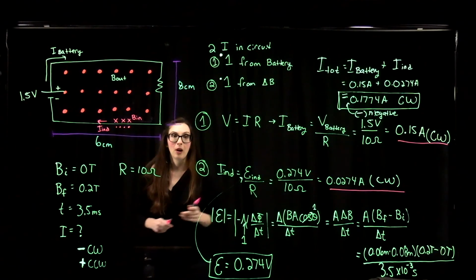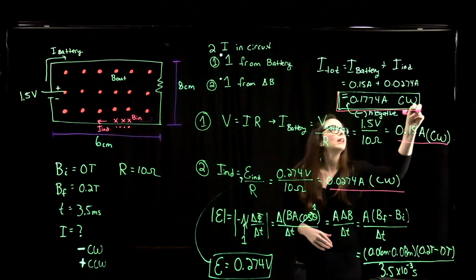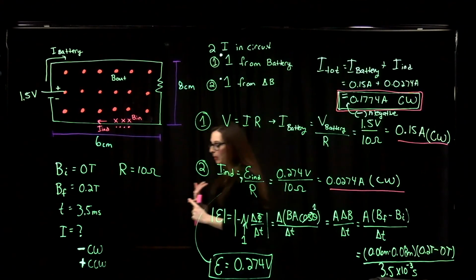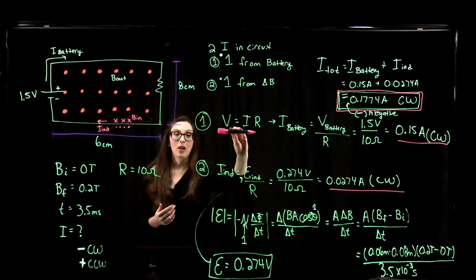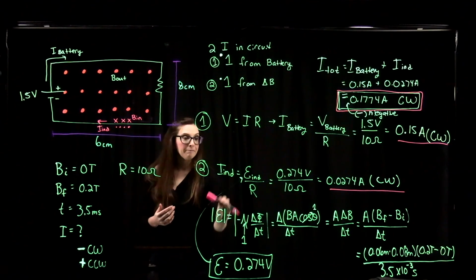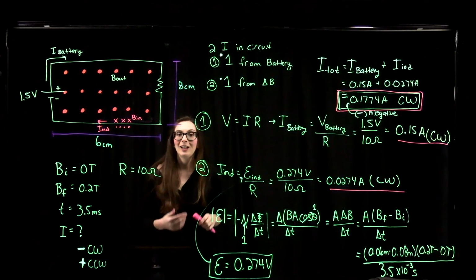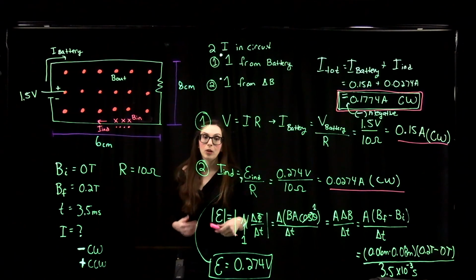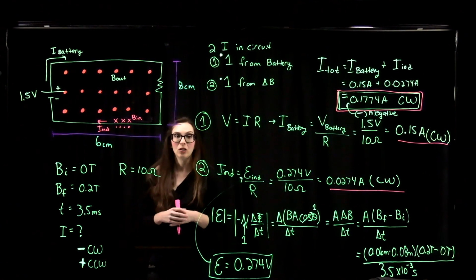So in order to solve this problem, we had to recognize that there were two different currents acting in this system. We had the current from the battery and the induced current. From the battery, we could use Ohm's law to figure out the current supplied. From the induced current, we had to think about the induced EMF in order to get the induced current. And then we had to think about the direction of those currents and the direction of the induced current because of the change of this magnetic field. We add them together, and then we can find the total current in our circuit.